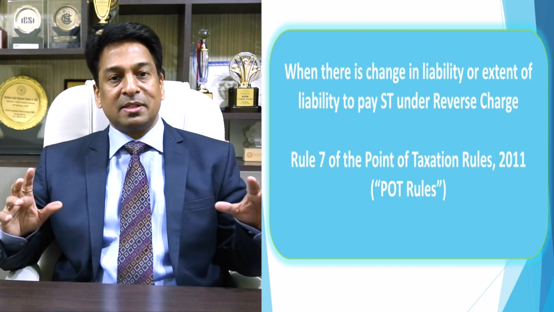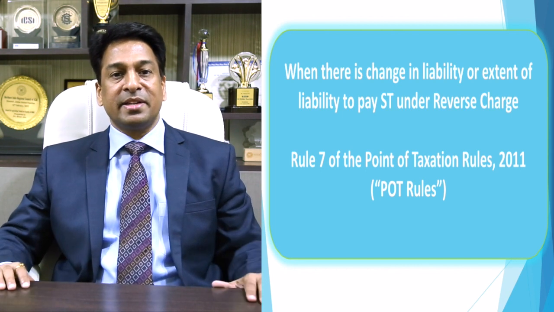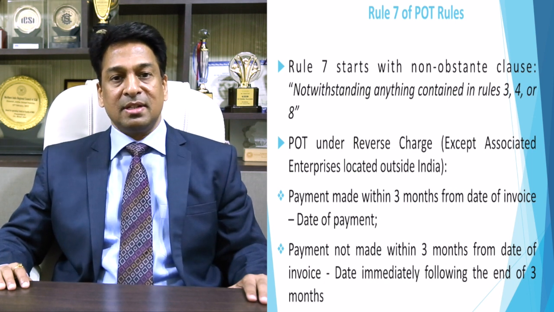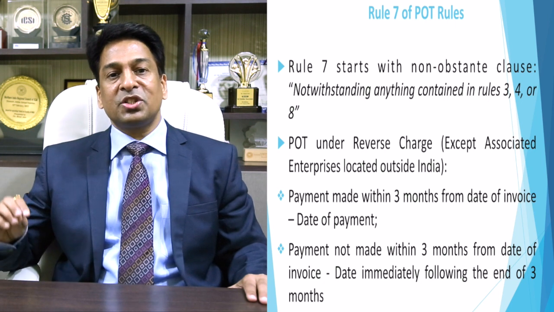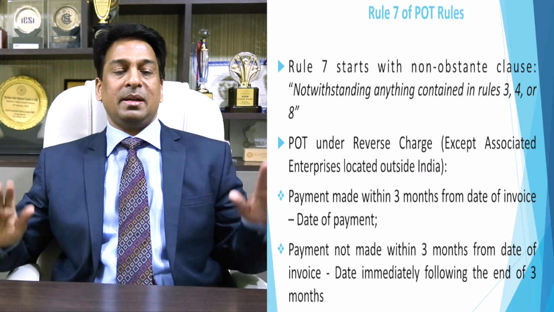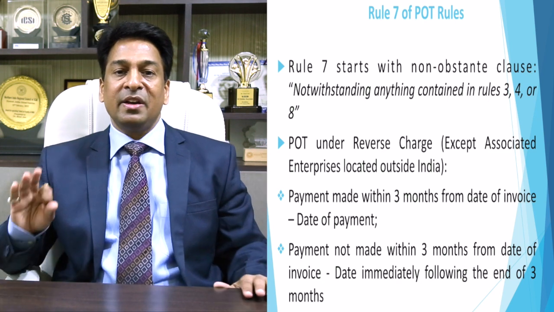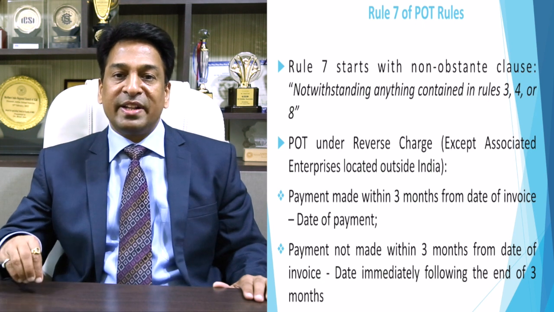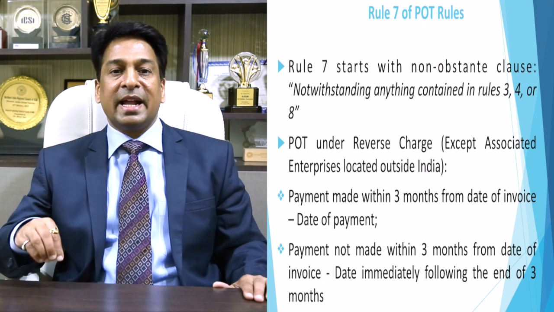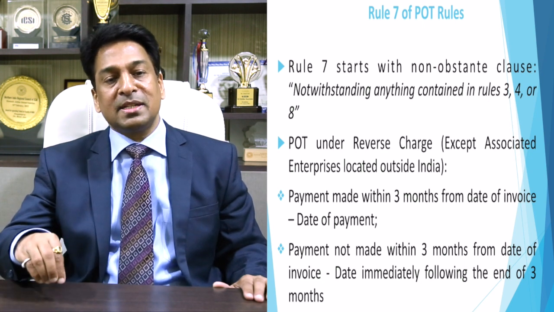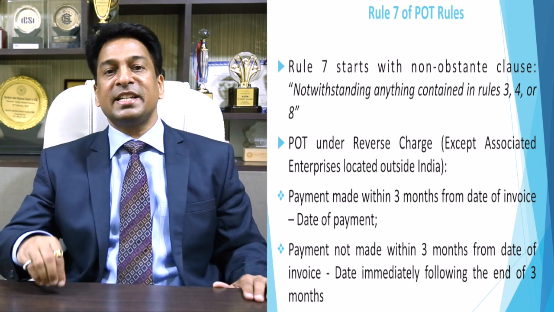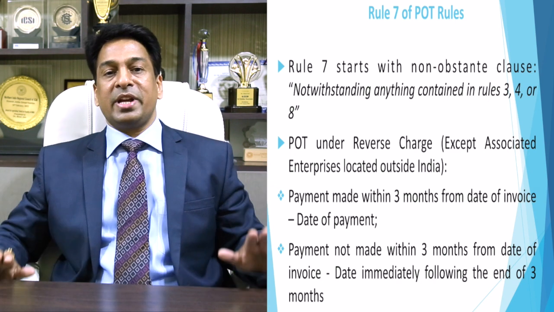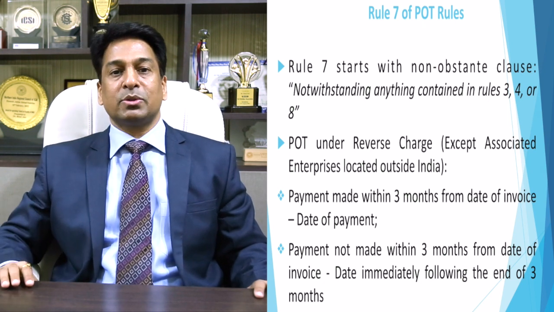So before taking up this particular matter, let's understand what Rule 7 of POT rule says for reverse charge liability. POT for reverse charge is date of payment generally, provided payment is made within 3 months from date of invoice. If payment is not made within 3 months from date of invoice, then date following the end of 3 months would be the POT. And this provision is applicable from 1st October 2014 other than associated enterprises located outside India.